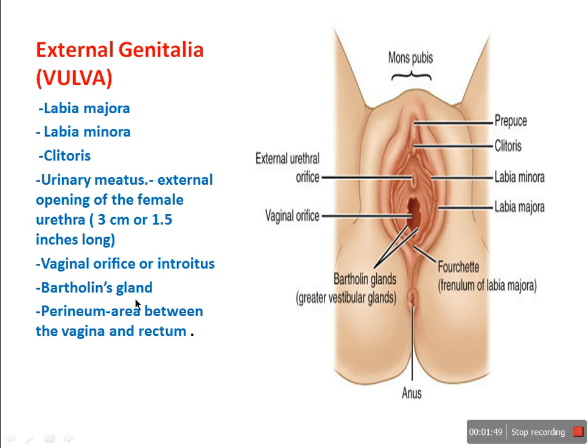Then Bartholin glands. Bartholin glands you can see on each side of the vaginal orifice. Each side of the vaginal orifice there is a gland present, which is called Bartholin glands. Bartholin glands secrete mucus to the vaginal area.